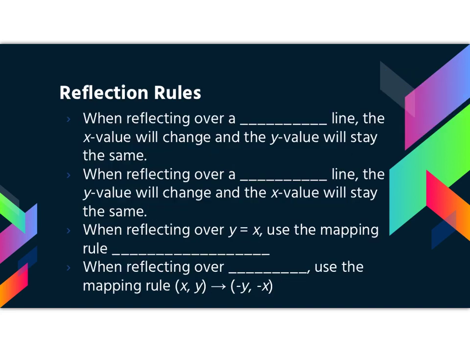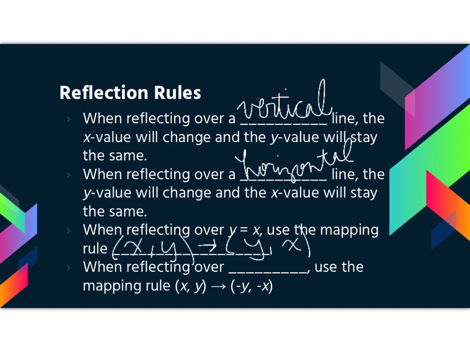When reflecting over a vertical line, the x value from your coordinate will change and the y value will stay the same. But when you reflect over a horizontal line, the y value will change and the x value will stay the same. If you reflect over the line y equals x, you use the mapping rule, (x, y) goes to (y, x). That's easy for me to remember because if you're flipping over y equals x, then all you're doing is switching your x and y values.